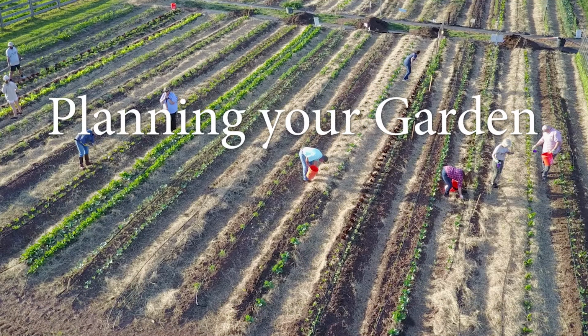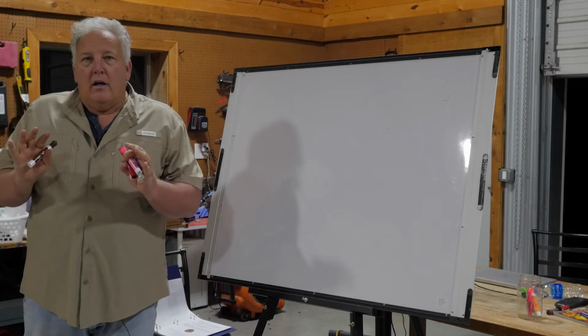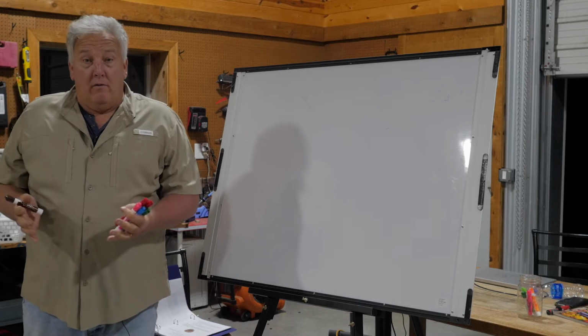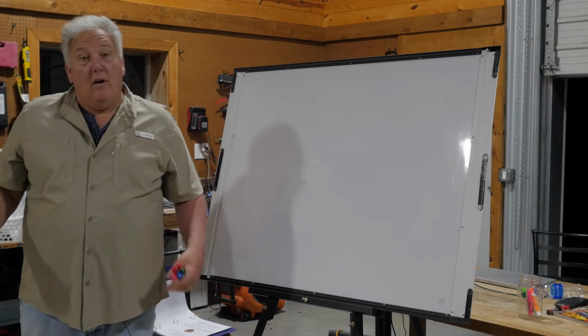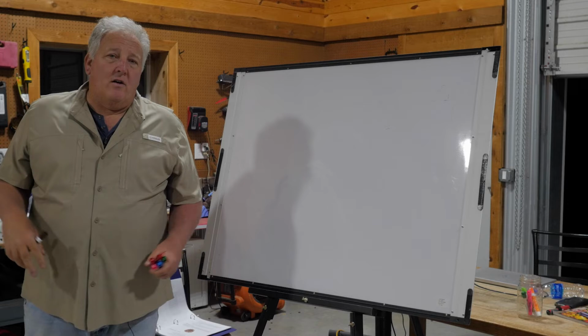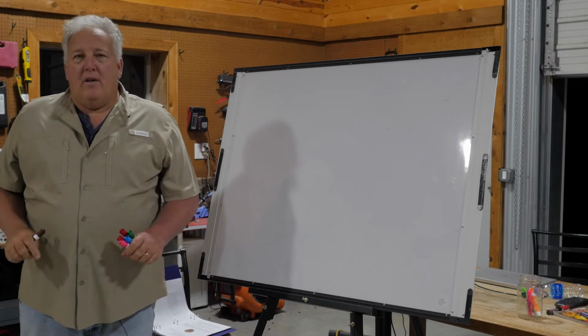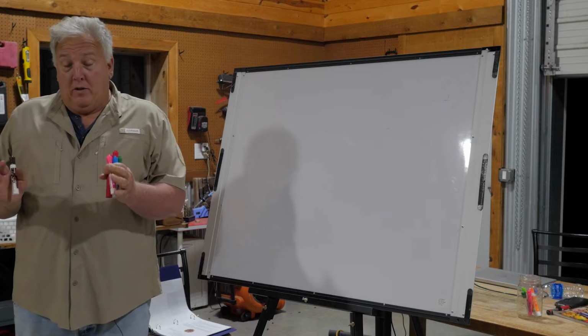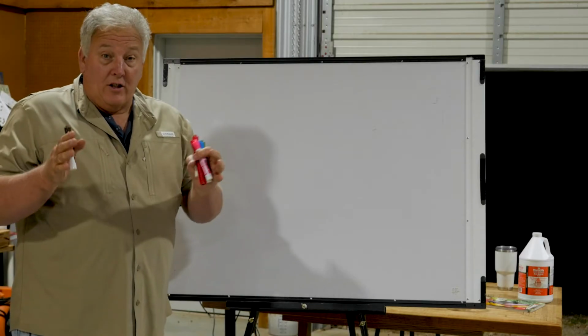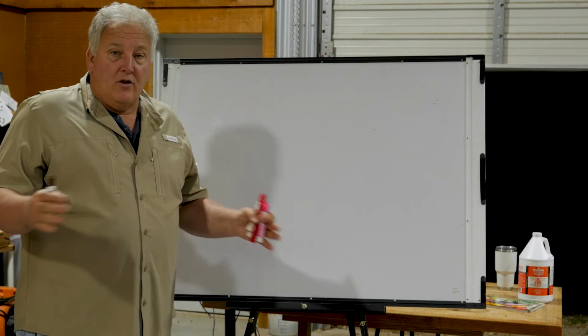Okay, I want to spend just a couple of minutes talking about how to plan out your garden. When we start out, we have just an empty space, and I think, well, I want some lettuce, I want some tomatoes, I want some leeks, I want a whole wide range of things. And so there's a process by which we need to actually sort out how to best use our space.